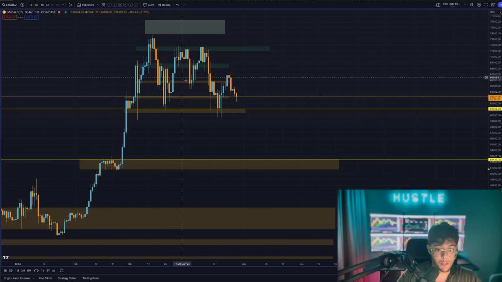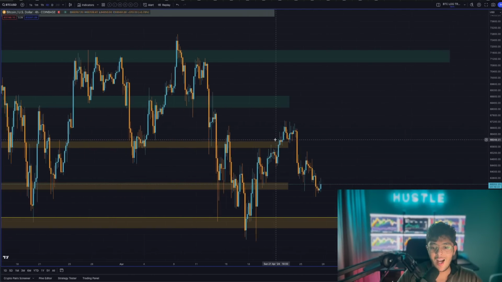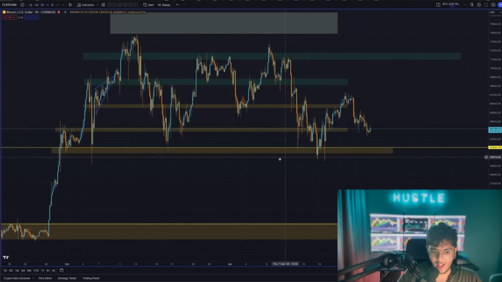If we bring it back to the market, the second key way that we can actually see how weak this market is by looking at the bounces.